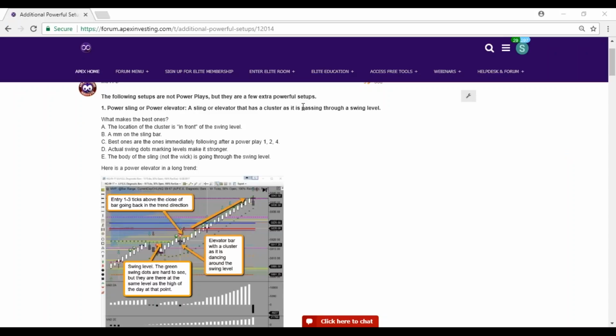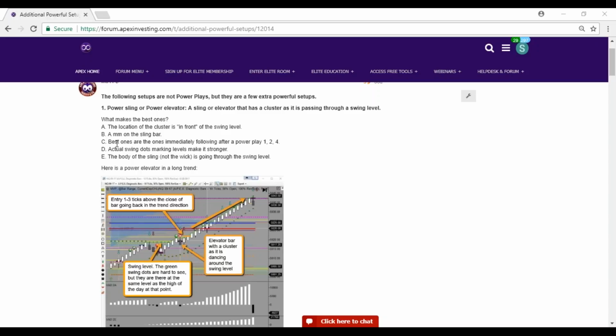So a sling or elevator has a cluster as it's passing through a swing level. What makes the best one? Just a swing level and just a cluster and just a sling or elevator? Well, you can take those, yes. If it's a sling or elevator with a cluster and it's passing through, you can take those. But what makes them the best? Well, the location of the cluster is in front of the swing level. We'll talk about that. There's also a mini magnet on the sling bar in addition to the cluster. And the best ones are the ones that immediately follow after a power play 1, 2, or 4.